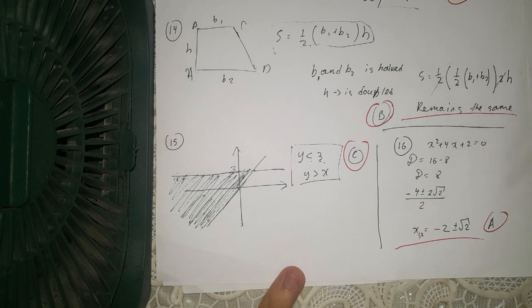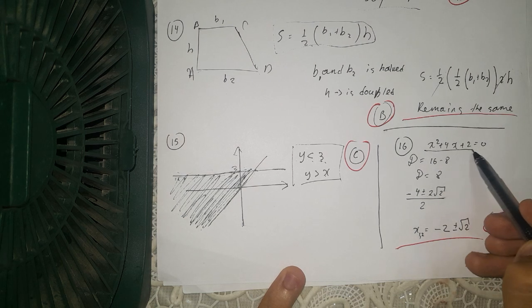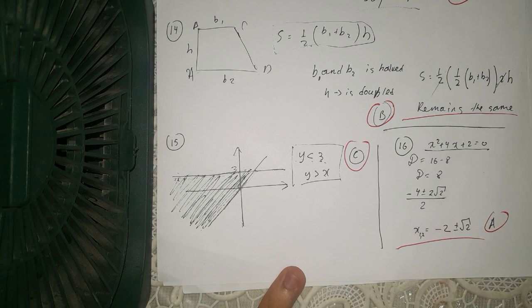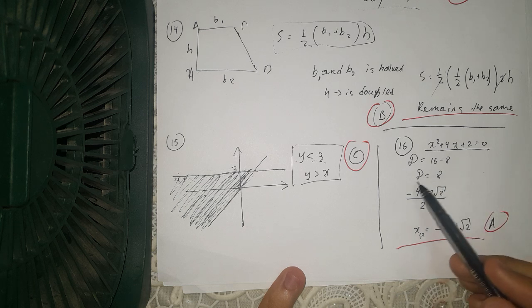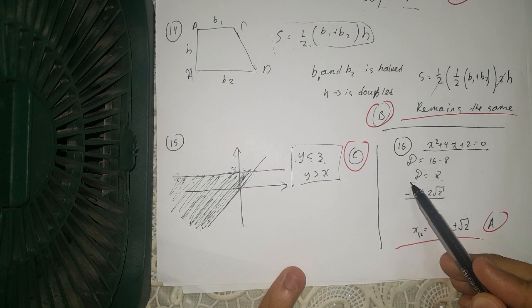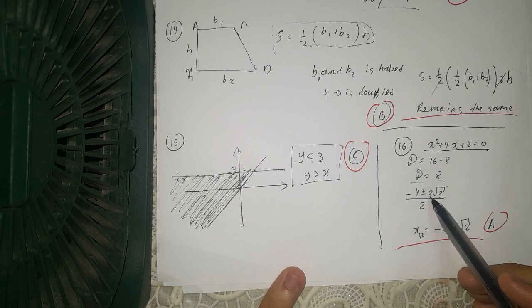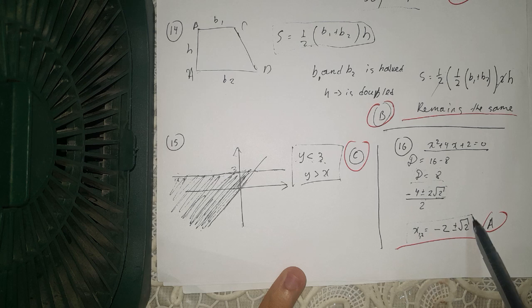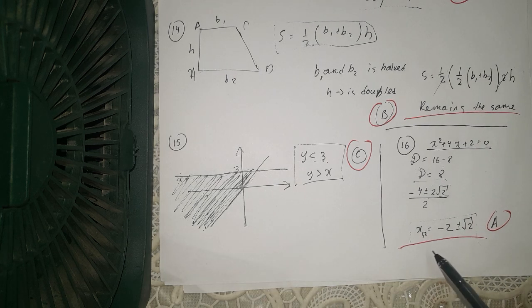The 16th question says that we have this and just find roots. Found that this coordinate is 8. It's this. We take the 2 outside the brackets. And the x1, x2, they're minus 2 plus minus the root of 2.